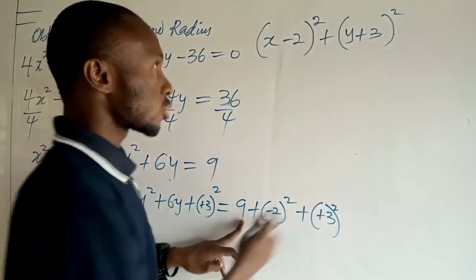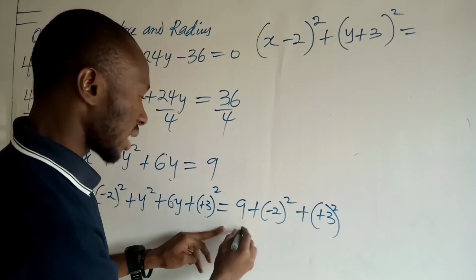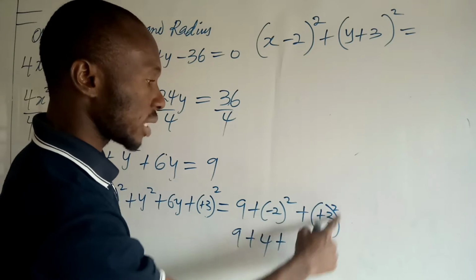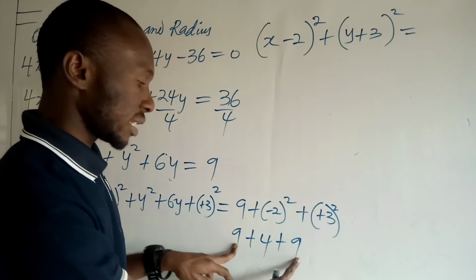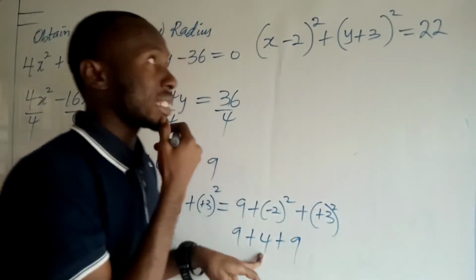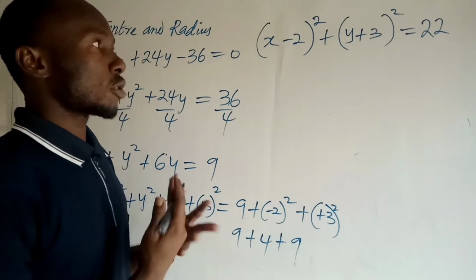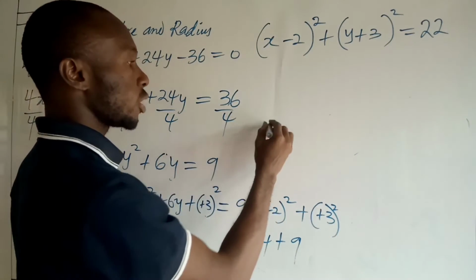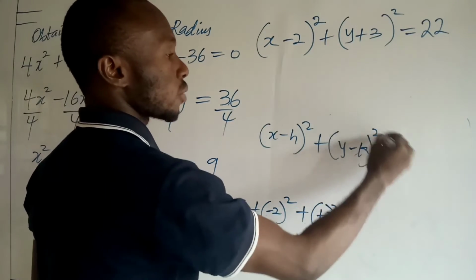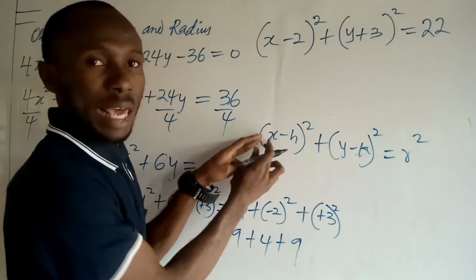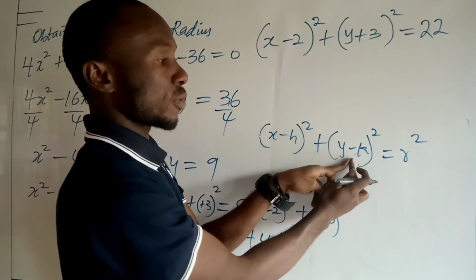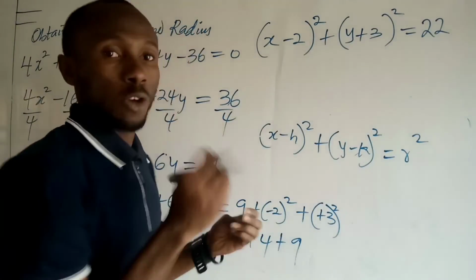Okay, then equal to, for these I have 9 plus 4, since 2 squared is 4, then 3 squared is 9. So 9 plus 9 is 18, plus 4 will give me 22. So I have 22 right here. Now we are almost close to it. Remember, we want to compare it with the equation (x minus h) squared plus (y minus k) squared equals r squared. You can see in between x and h there's a negative sign, so this is safe, and I need to make the y part be in this form too. No problem with that.